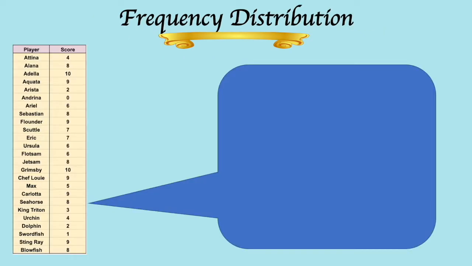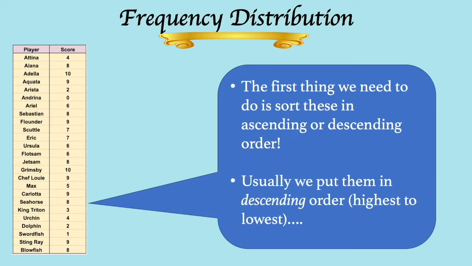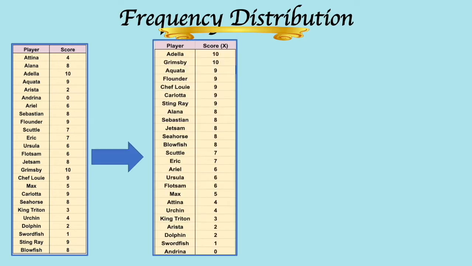So the first thing we need to do is sort these data in ascending or descending order. Usually we put them in descending order from highest to lowest. If you prefer to put it in ascending order from lowest to highest, you can, but for my example, I'm going to start with the descending order. So this is the data set that we started with. The first thing we want to do, because we're putting it in descending order, is start with the largest number. So you may recall that the largest number we had was 10. So we're going to start with the number 10 at the very top, and then we're going to work our way down. You should get a chart that looks similar to this.